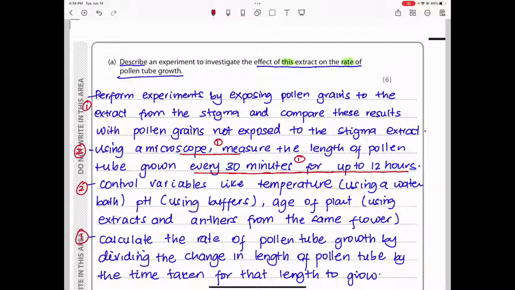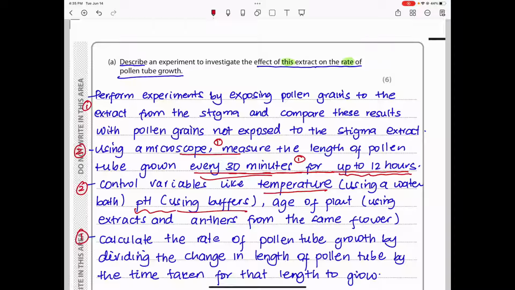So we need to use a microscope to measure the length of the pollen tube grown every 30 minutes. The student said 30 minutes for up to 12 hours. So the minimum is going to be 30 minutes, but to see enough growth, we're going to do 12 hours. The control variables here, because pollen tube growth is going to be enzyme controlled, we expect temperature and pH to be conditions that have to be controlled. So we will control the temperature using a water bath, and we'll control pH using buffers.